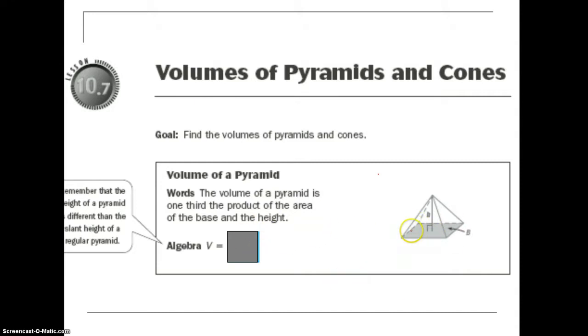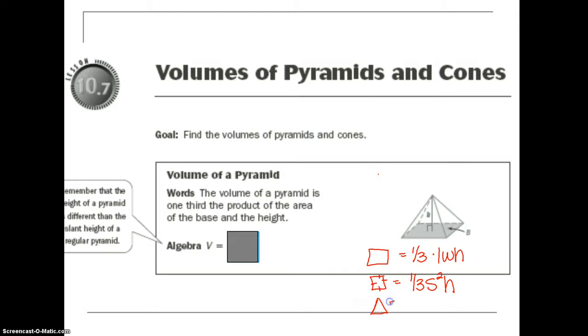So this is a square pyramid or a rectangular pyramid. If it was a rectangular pyramid, you would take 1/3 times the length times the width times the height. If it is a square pyramid, you would take 1/3 side squared times height.